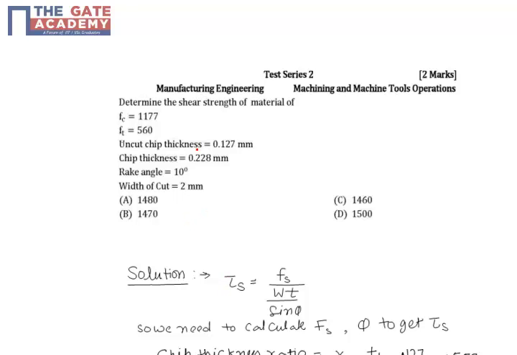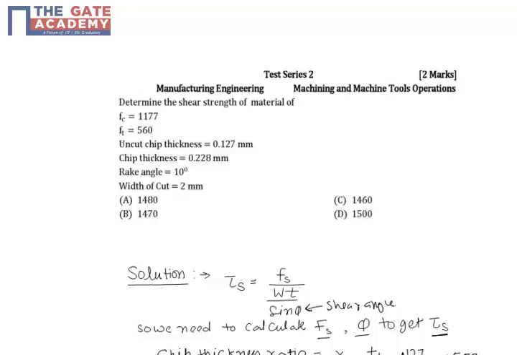So we have to calculate shear strength. The formula for shear strength is equal to shear force upon width of cut multiplied by uncut chip thickness and upon sine phi, where phi is the shear angle. So we need to calculate the value of Fs and phi so that we can put these values into the equation to get the shear strength of the material.